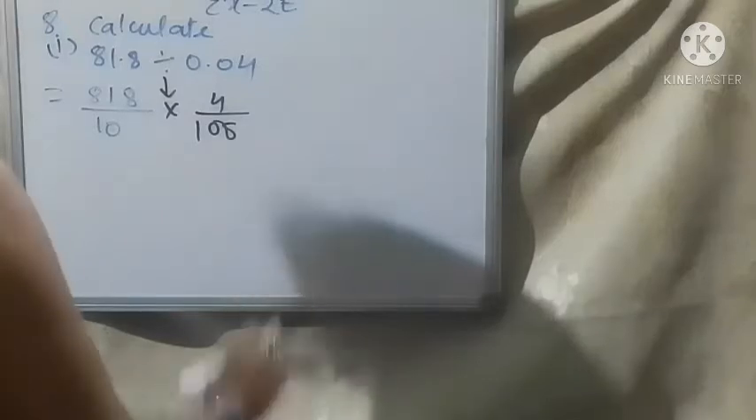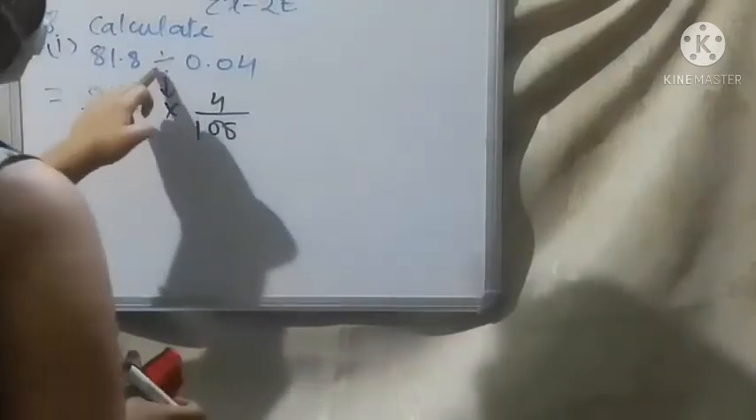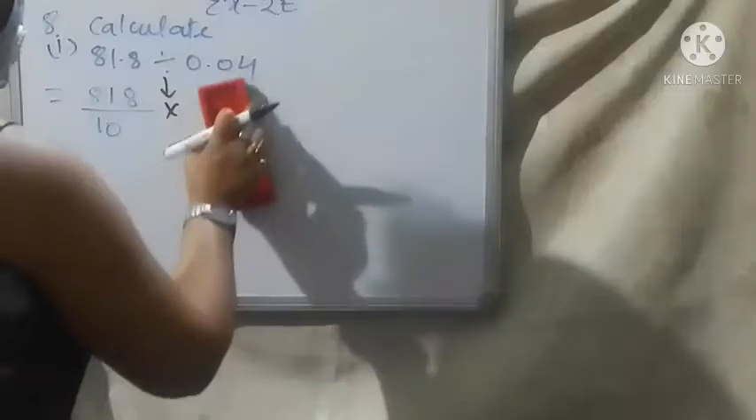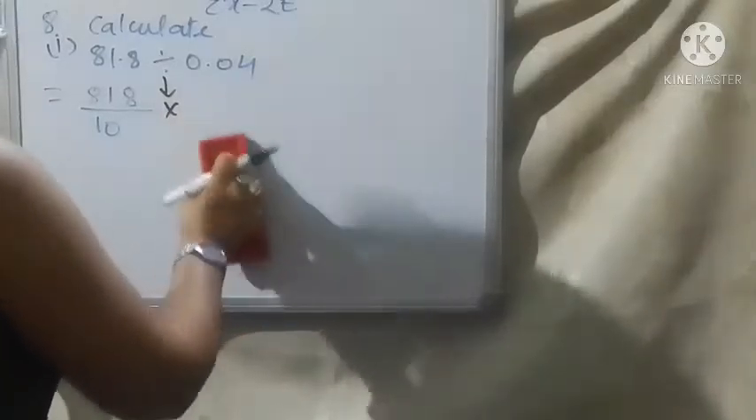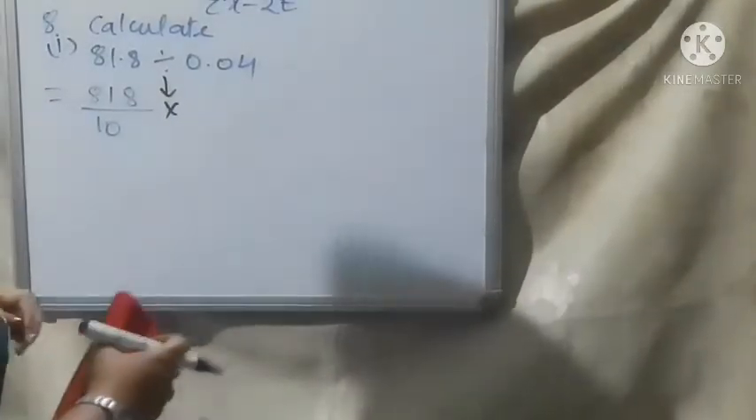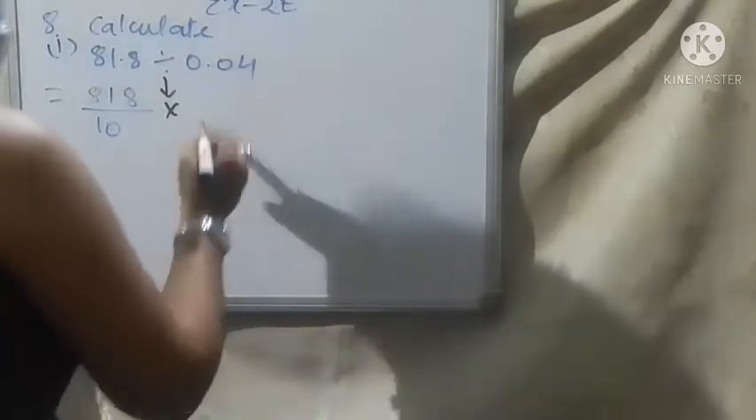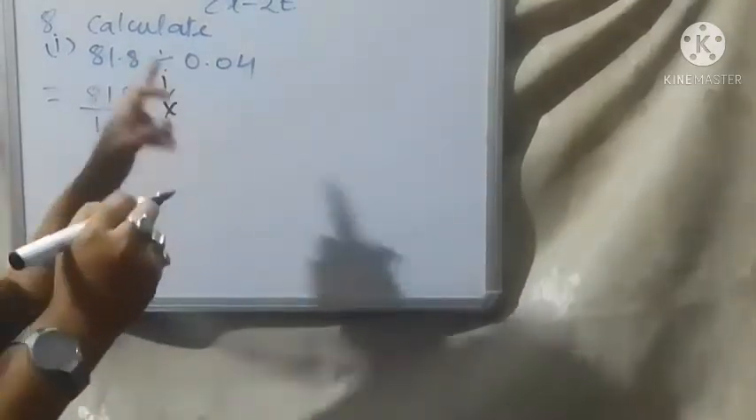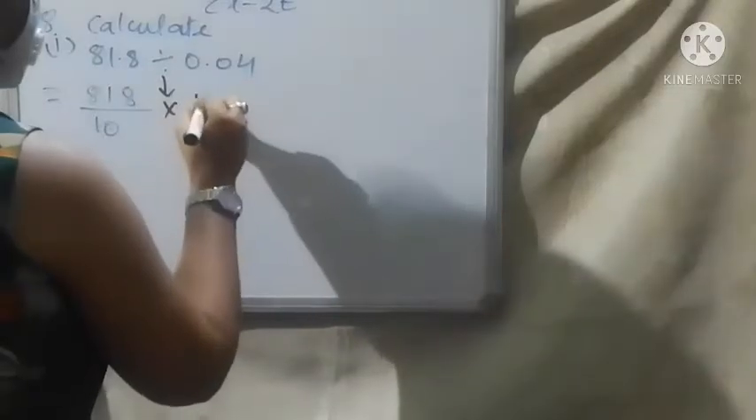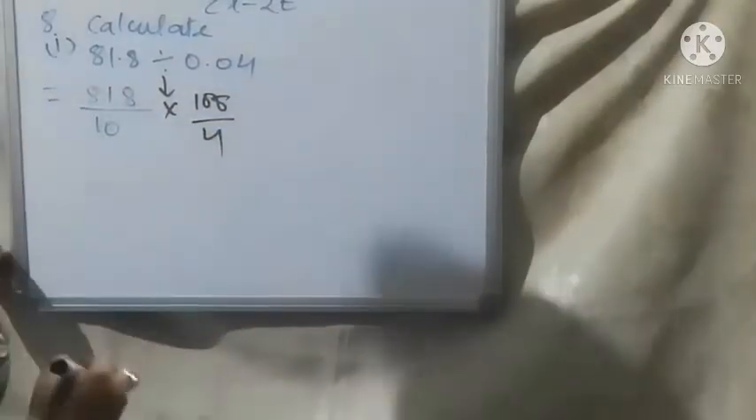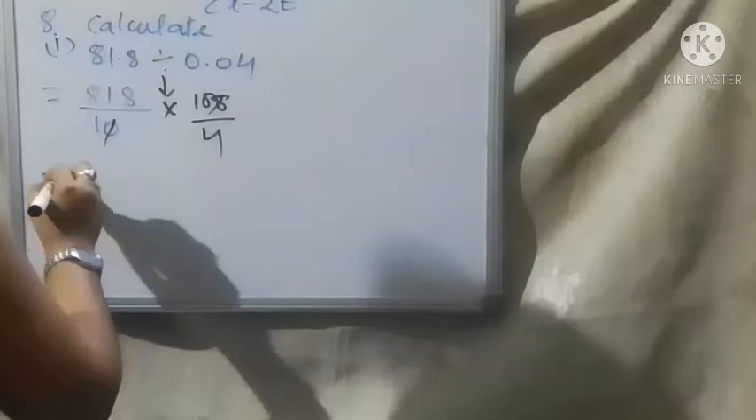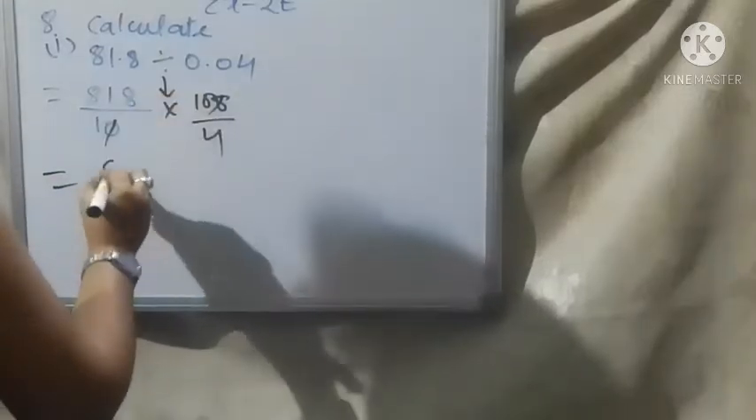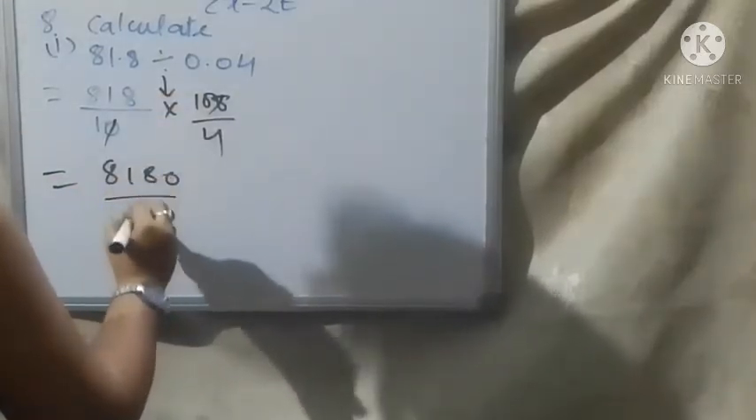But when you are converting this division sign into multiplication, what are we doing? We are interchanging the digits. So, if it is 4 by 100, then I can write 100 by 4. Okay. Now, this 0 will cancel. This 8180 by 4, if you divide, you will get the answer.